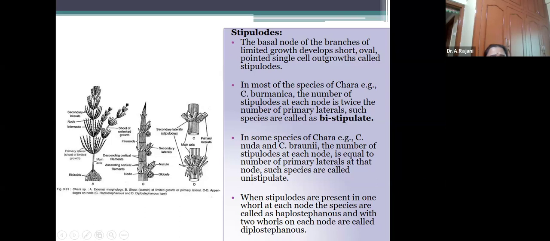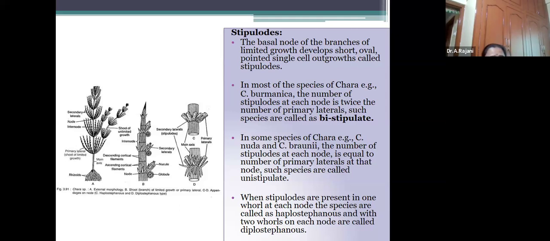In most species of Chara, the number of stipulodes at each node is twice the number of primary laterals. Listen carefully: the number of stipulodes at each node is twice the number of the primary laterals. Such species are called diplostichous. In some species, like Chara nuda and Chara braunii, the number of stipulodes at each node is equal to the number of primary laterals. Such species are called haplostichous.